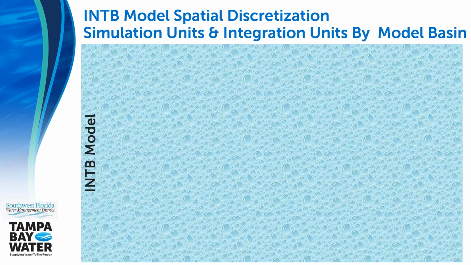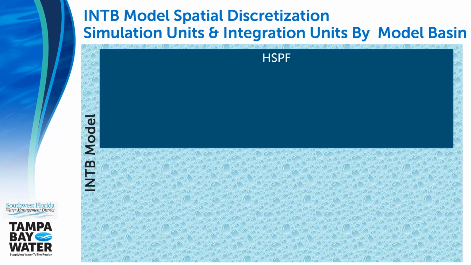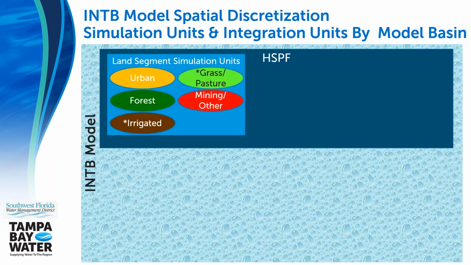Every model has a discretization scheme, and the INTB model also has that for its spatial elements. These spatial elements are called simulation units. First, we start with HSPF, which simulates the surface hydrology. For the pervious elements of uplands, there are 5 hydrologic response unit types, shown here based on land use: urban, forest, irrigated, grass pasture, mining, and other. 2 of those included irrigation flux: irrigated always, and grass pasture in a few cases.